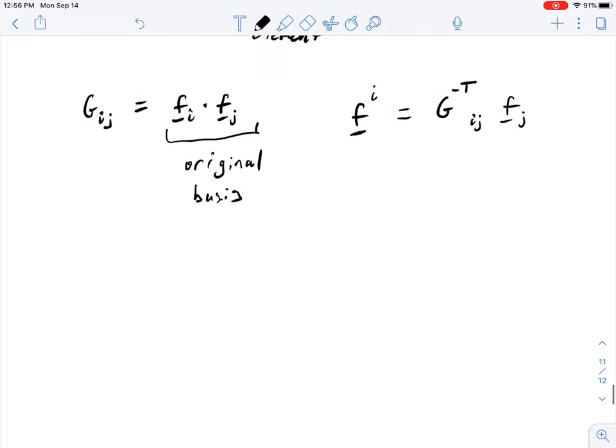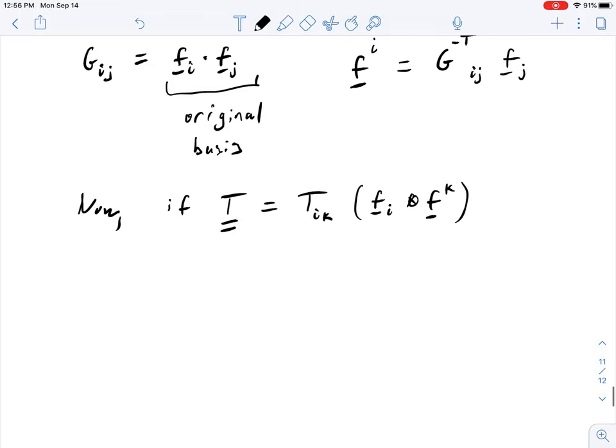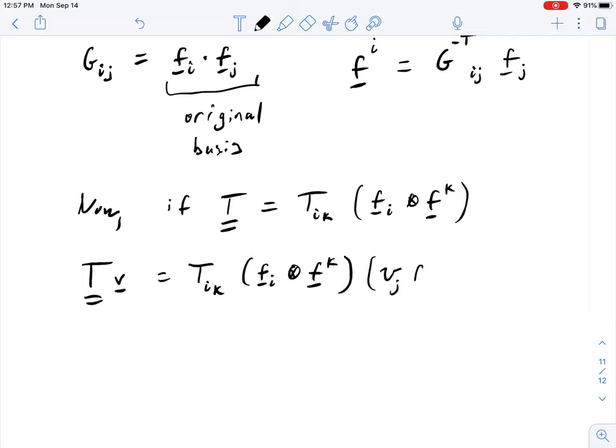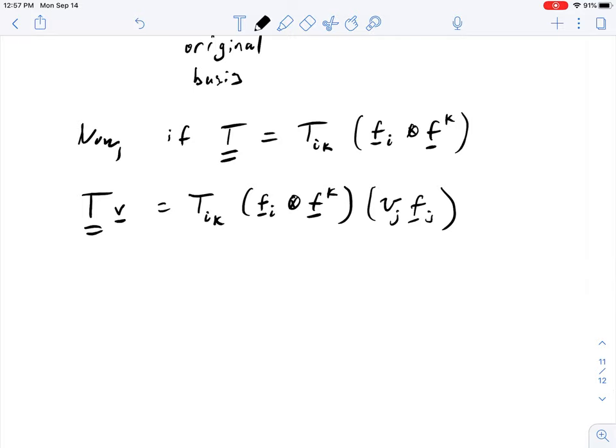So now if we look at T acting on V, a tensor T expressed relative to this basis, and we'll use K instead of J, is equal to T I K, original basis Fi tensor reciprocal basis Fk. Then T acting on V is equal to T I K, original basis Fi tensor product reciprocal basis Fk, times Vj original basis Fj, like that. We can move the Vj out there since it is a scalar, and evaluate the tensor product by its definition.